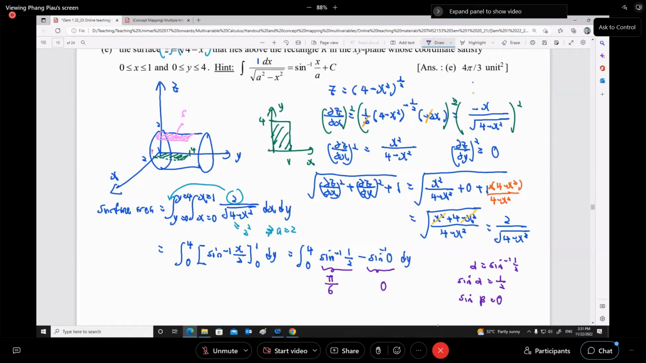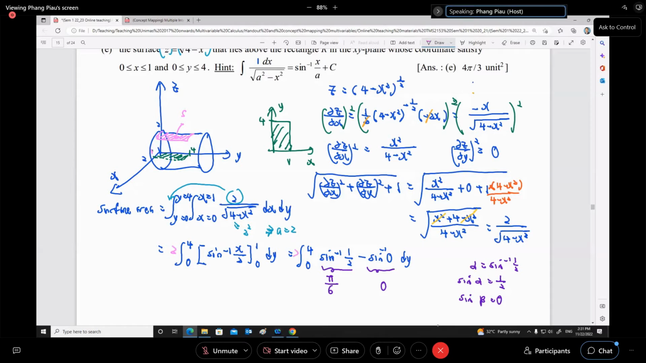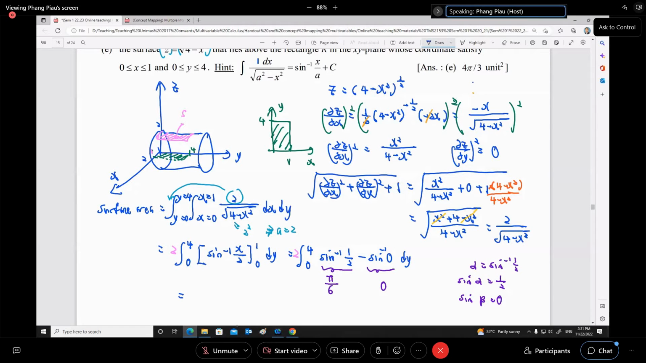How come my answer is not correct? From 0 to 1. Oh yeah, I forgot something. I forgot to put in a 2 here. Just now I brought the 2 out and I forgot to put it back. So if you put back that 2, you should arrive at this one, which is 2 and you have your pi over 6.